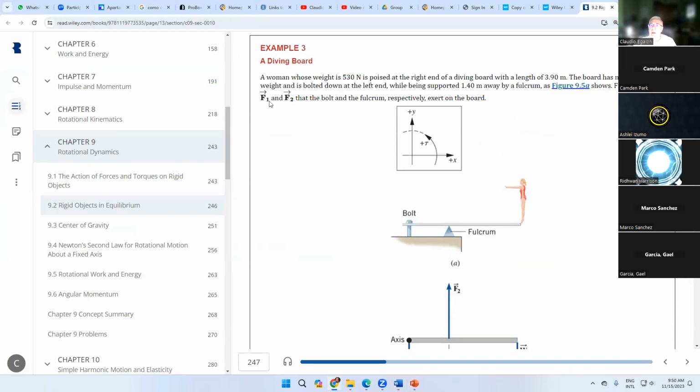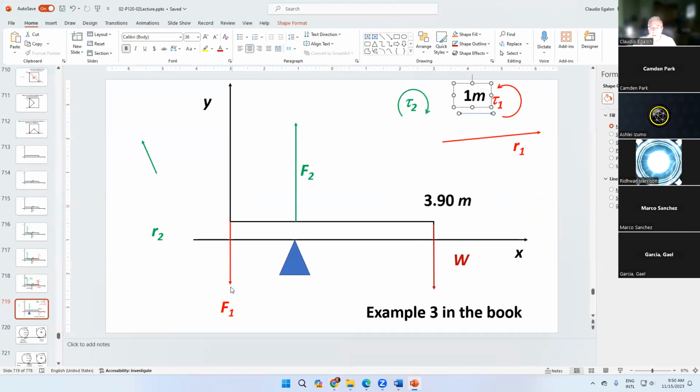Find the forces F1 and F2 that the bolt and the fulcrum respectively act on the bolt. When you have a problem like that, you know this force, but you do not know this force here. A very good way of solving this problem is to put the origin of your vector position either here or here. That's the most convenient.